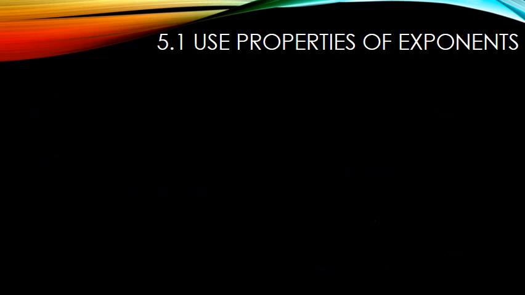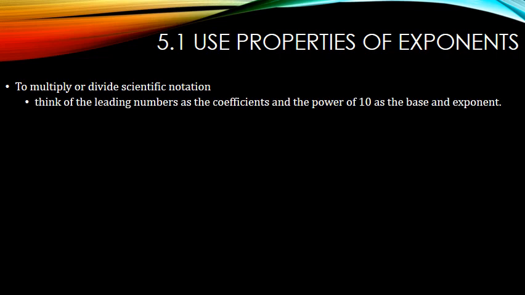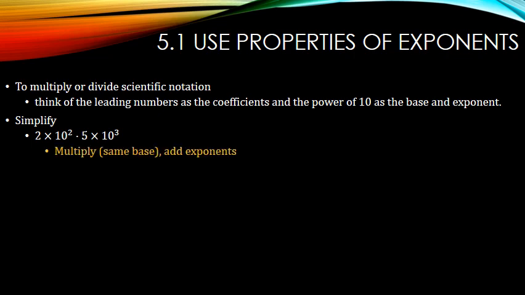So, with scientific notation, think of the leading numbers as the coefficients and the power of 10 as the base and exponent. So if I have 2 times 10 squared times 5 times 10 to the third, we'd multiply with the same base and add the exponents. So go ahead and multiply the 2 times the 5. And with the tens, we're going to add the exponents, the 2 plus the 3.